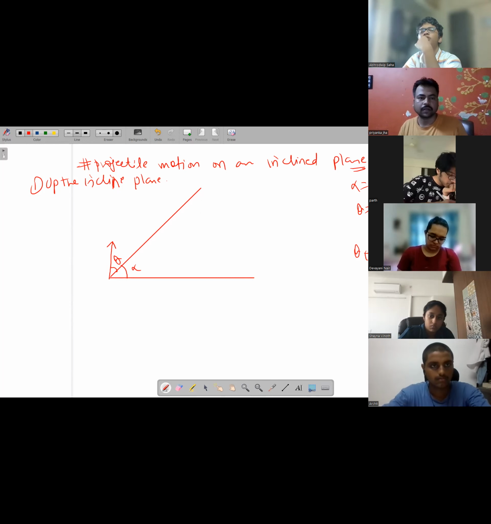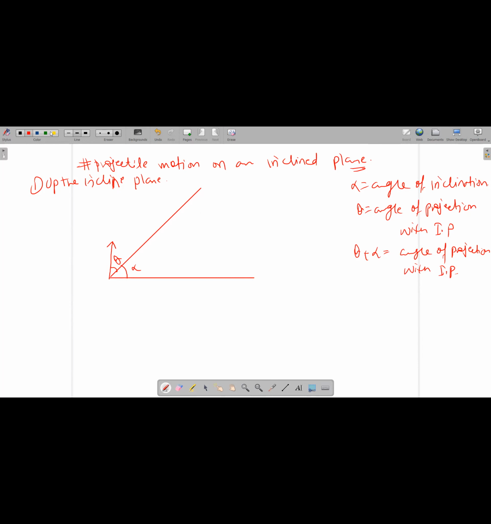And the angle of projection with the ground, sorry, with the ground. Now, when we throw this, the ball will follow this parabolic path and will strike the plane somewhere here.